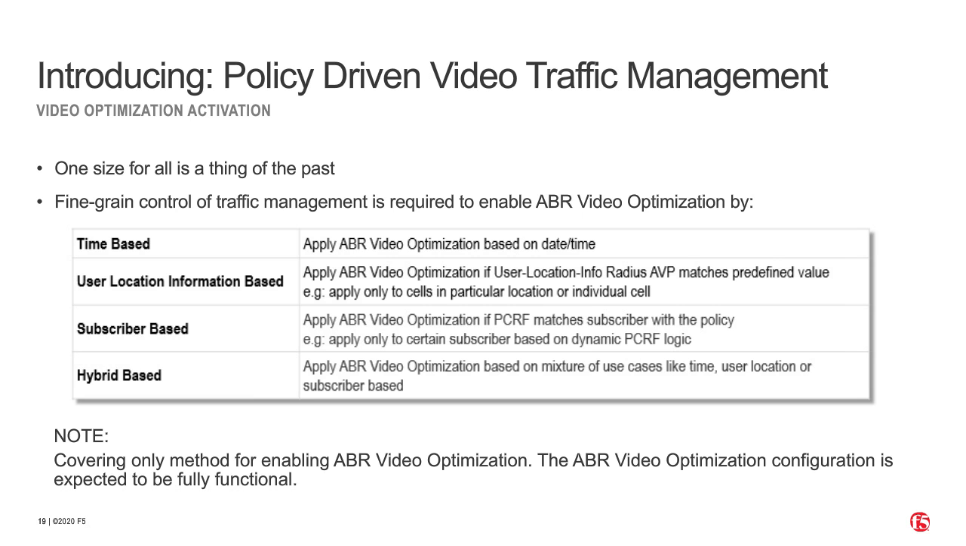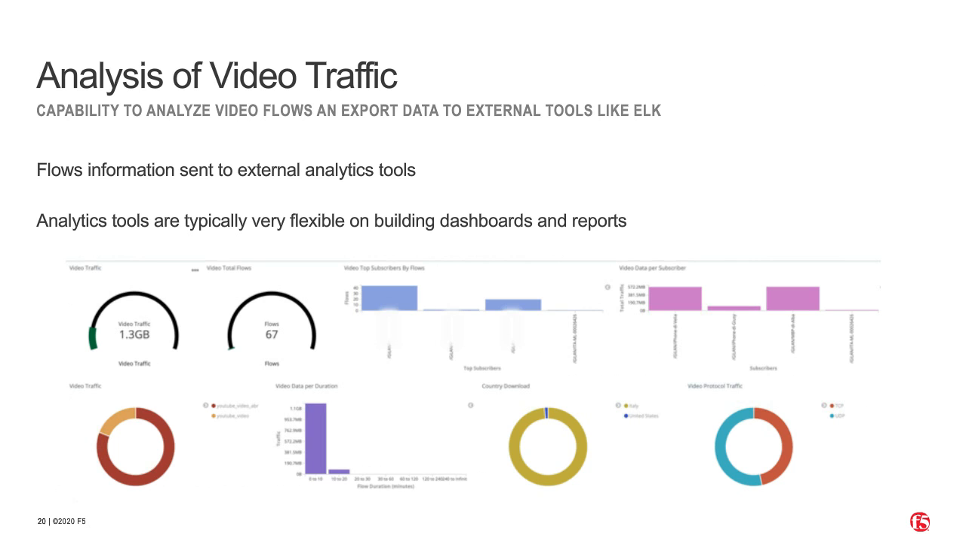The other point is, how do I measure how much video I am delivering, and how do I measure how much I am saving in my infrastructure? What F5 can do today is export statistics of the flows to an external analytics tool. So, for example, you can build your own report using commercial tools, or you can use open source tools like this example in this slide, which is showing a report using Elasticsearch, Logstash, and Kibana. So obviously the dashboard is Kibana.